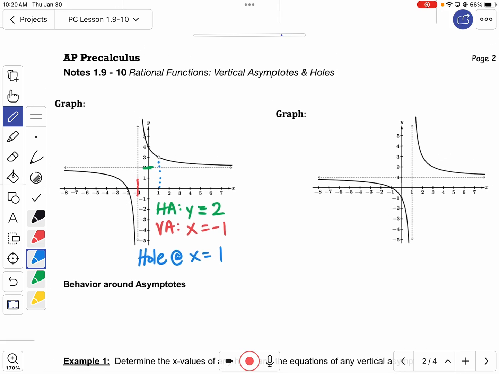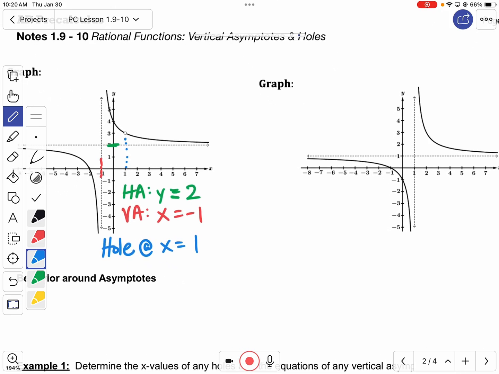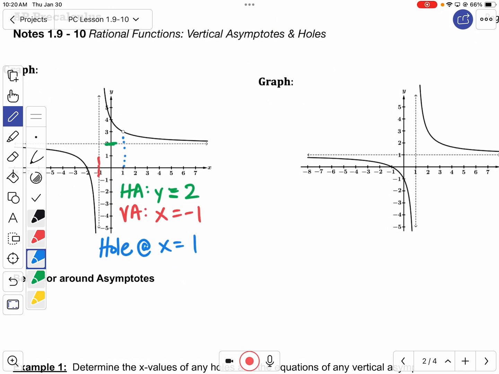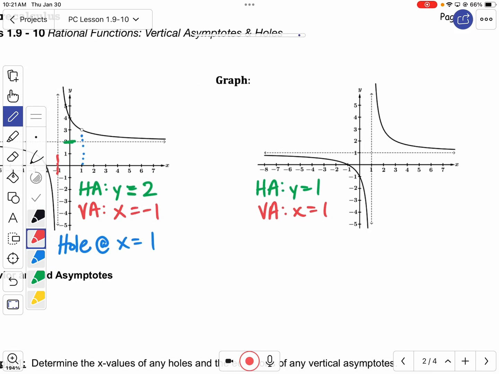Now, what about the second one? All right. Does it have a horizontal asymptote? Yep. What's its equation? Y equals 1. Does it have a vertical asymptote? What's its equation? X equals 1. Does it have a hole? I don't see any. Okay. You'll be able to see them if they give you a graph. It's an open circle, right?